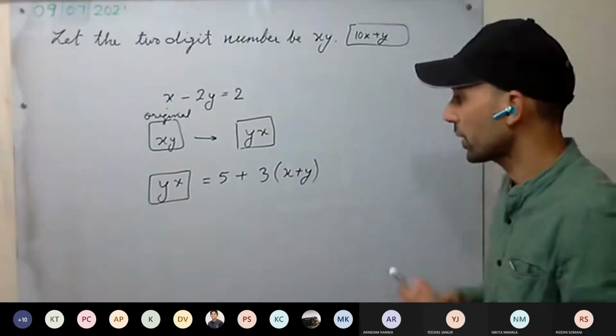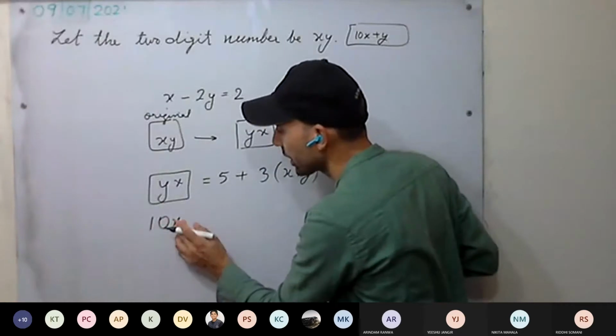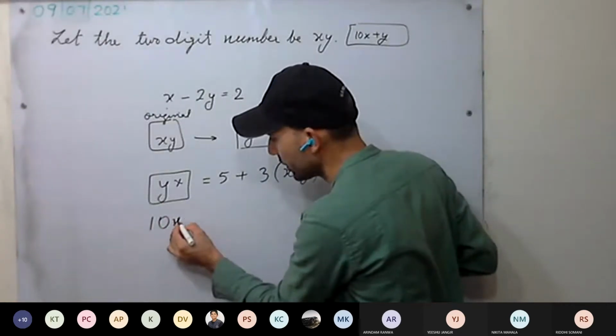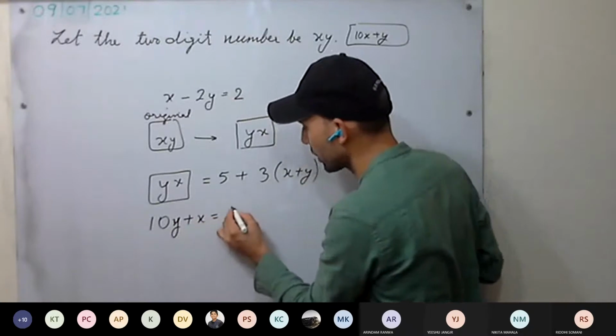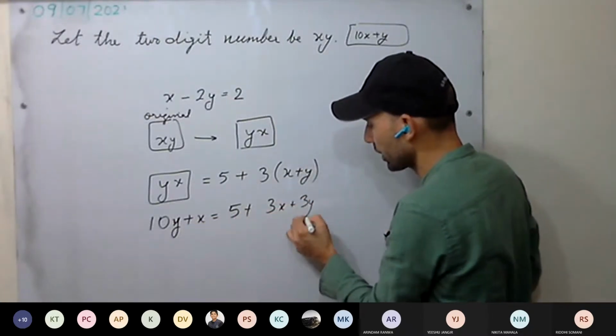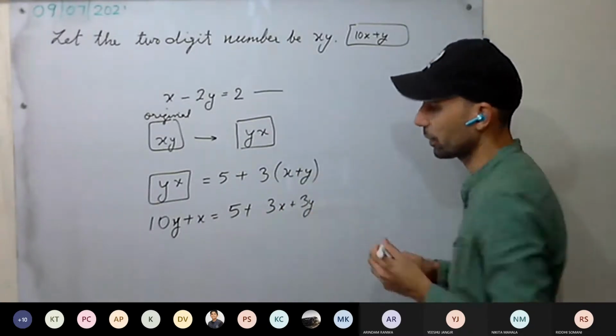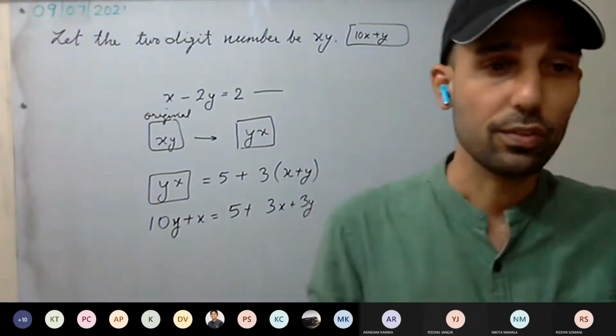Now this number, how we are going to write? It will be 10y plus x equal to 5 plus 3x plus 3y. Form the equation. One equation you can form here, other equation form here. Form the equations and solve.